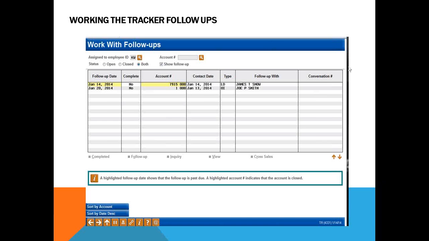Now notice the yellow highlighted fields. A highlighted follow-up date means that the follow-up is past due. So in the example of this top one, the follow-up date was January 14th. Today's the 15th, so this is highlighted. Also, you'll notice that this particular account number is highlighted yellow. When the account number is highlighted, that means that it's a closed membership.